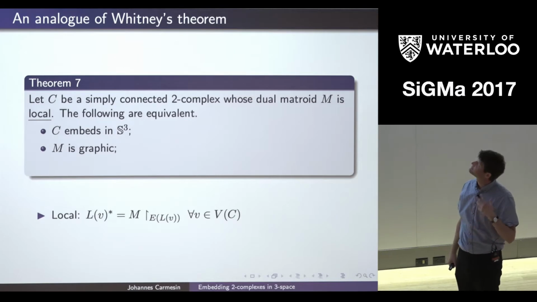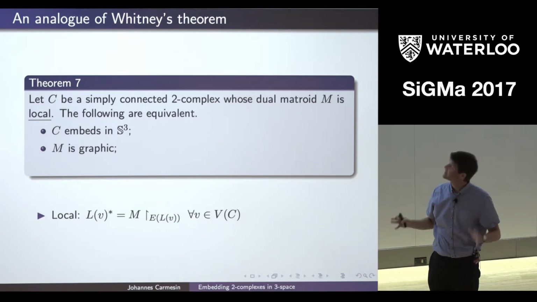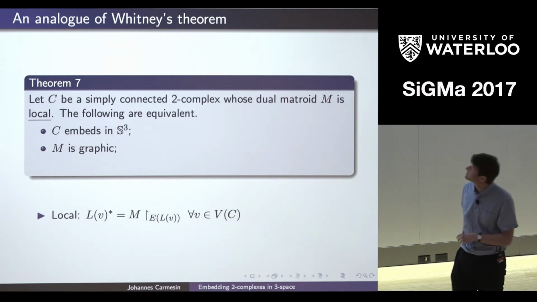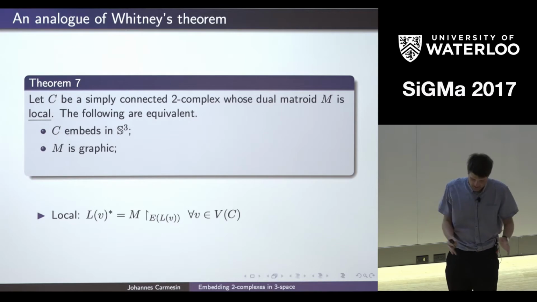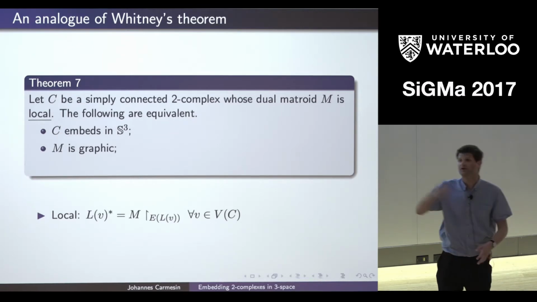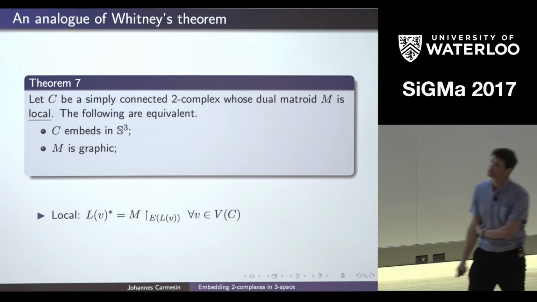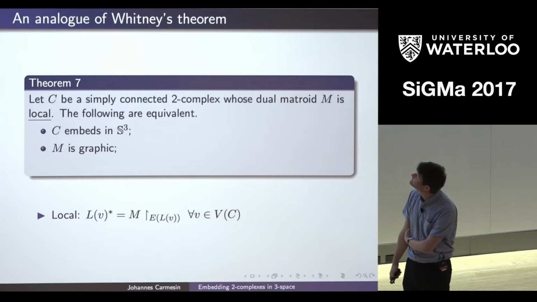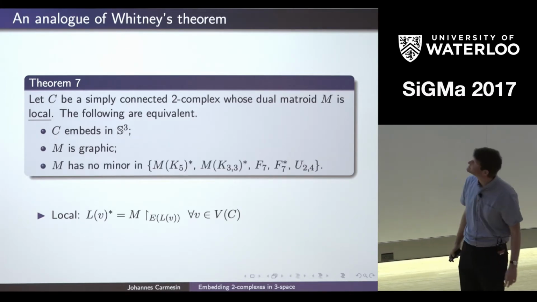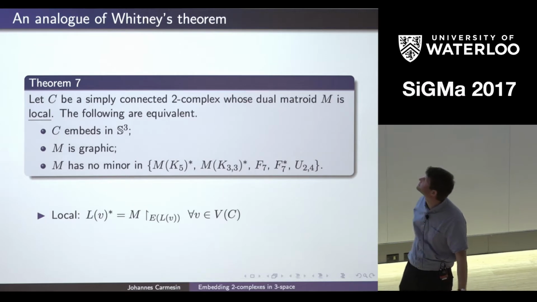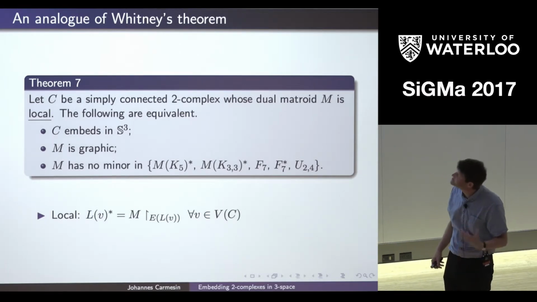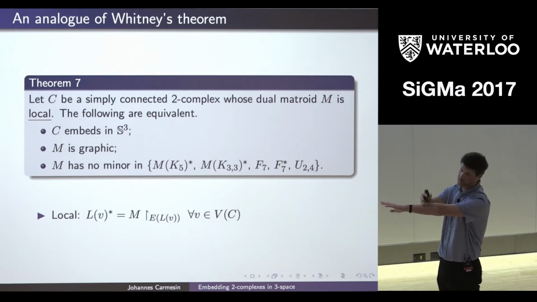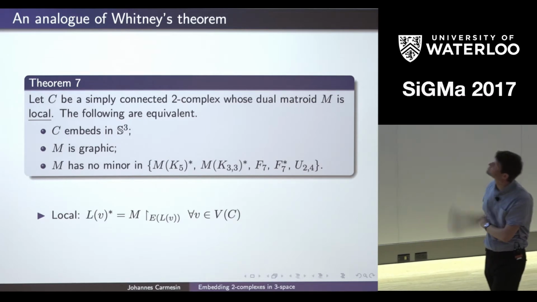Right, so now you have a simply connected 2 complex, and you assume that your dual matroid is local, then this complex can be embedded in 3-dimensional space if and only if the dual matroid is graphic. Right, so just like Whitney's theorem. And then I'm using a theorem of Tutte. This is then, of course, equivalent to the dual matroid not having one of these 5 matroids, dual of K5, dual of K3,3, the Fano, the dual Fano, or U2,4 as a minor.